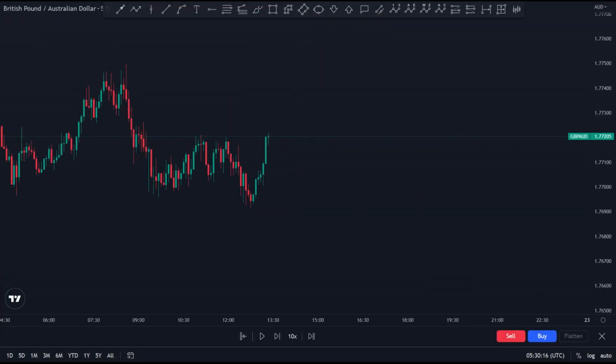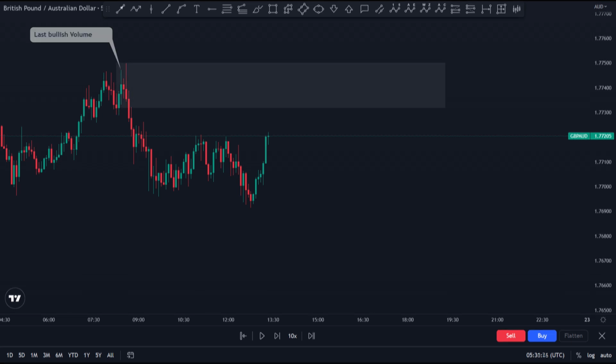Here is another example. But this time we are doing it practically. Can you guess the direction of the market? Firstly, let's start by finding our order block. Now we can see that we have a bullish volume or bullish candlesticks before a bearish trend. So in this case that's how we will draw our order block zone.